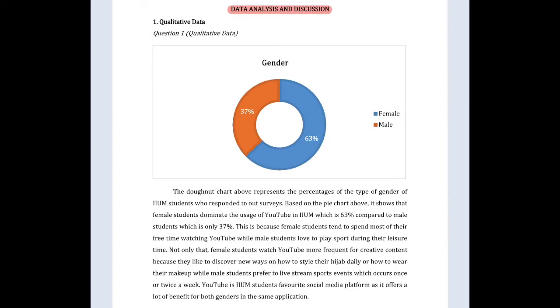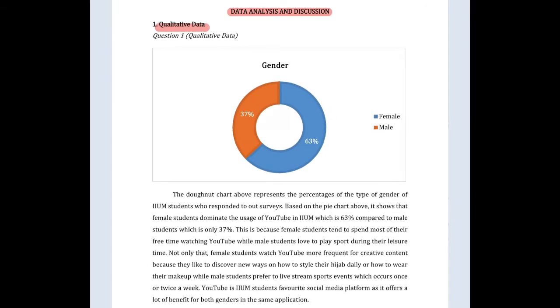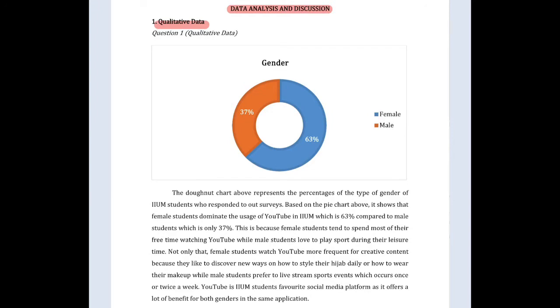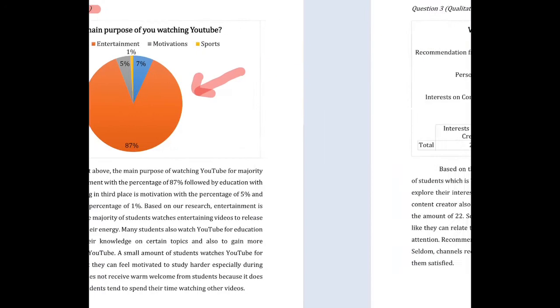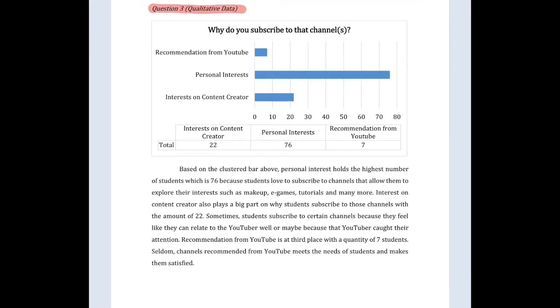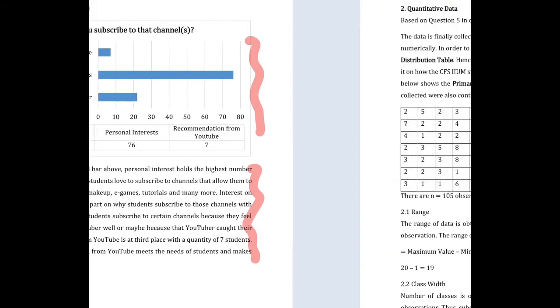You need to lay out your data starting with qualitative data first, followed by the quantitative data. In order for you to analyze your data, you need to have a different set of analysis. You can see the first question here on gender, they are using a donut chart. After you analyze, please add your discussion down here. You can see the second question here, they use a pie chart and also a discussion. Third, qualitative data, they use a line chart followed by discussion.